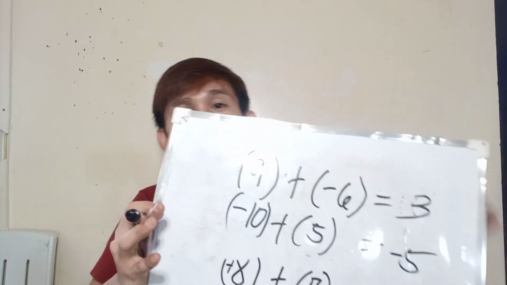Okay? So I hope you understand how to add integers. So it is very simple. So just follow the song. Same sign, add and keep. Different sign, subtract. Keep the sign of the higher number. They will be exact. Okay?